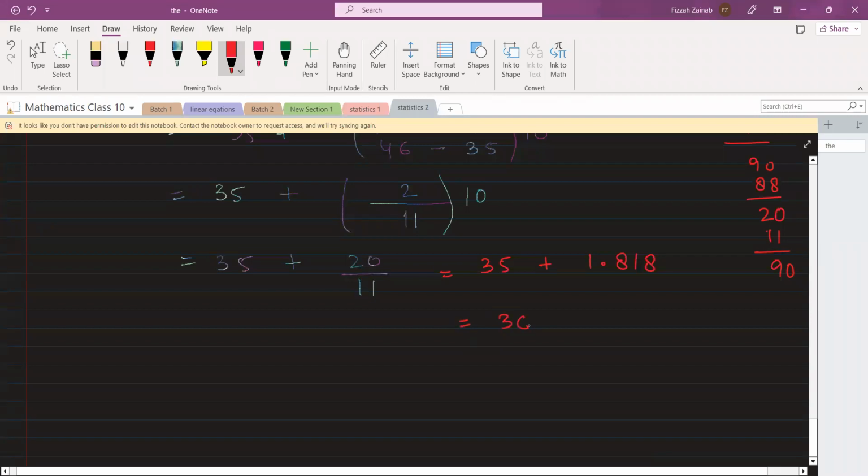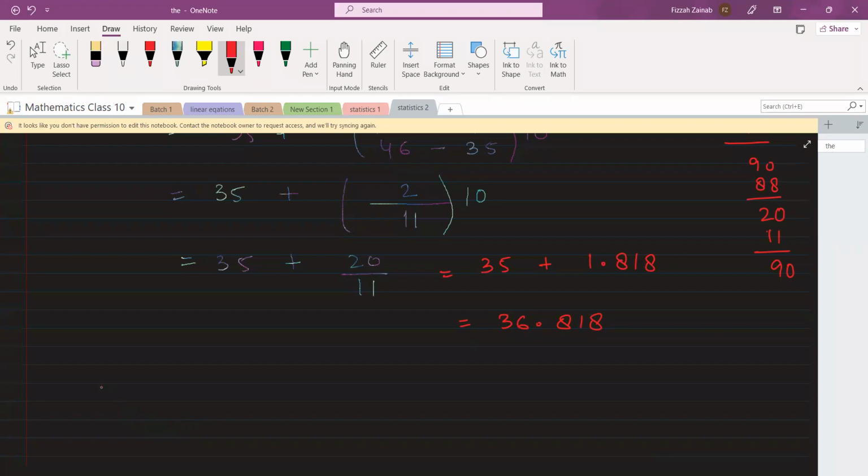So that is 36.818. Right? So now you compare. What was the value of the mean? Yes, we have just calculated the mean. Come on. Mean was 35.375, and this is the mode. Which one is higher here? Mode is higher.